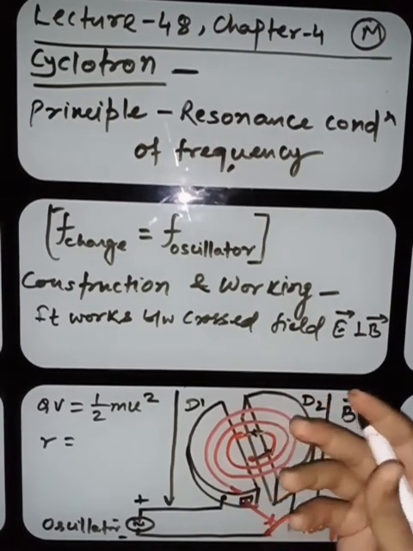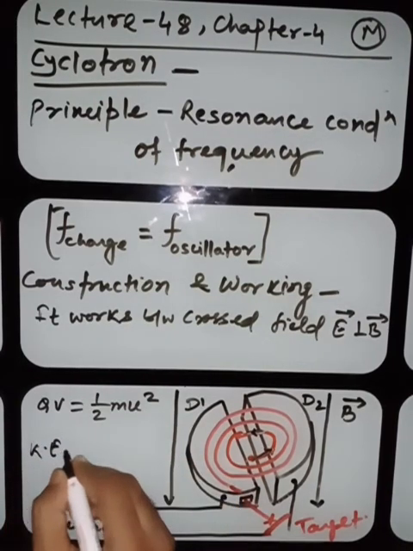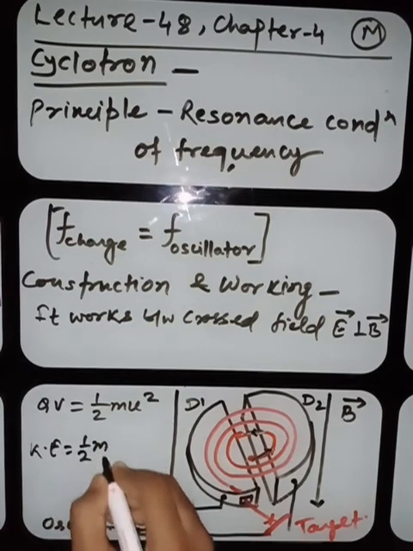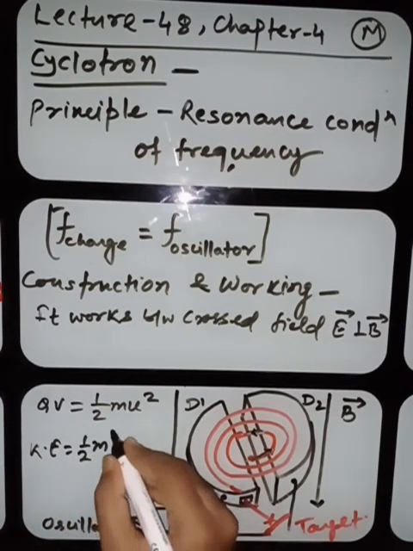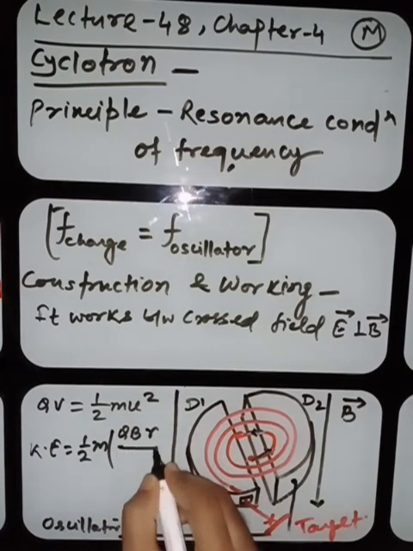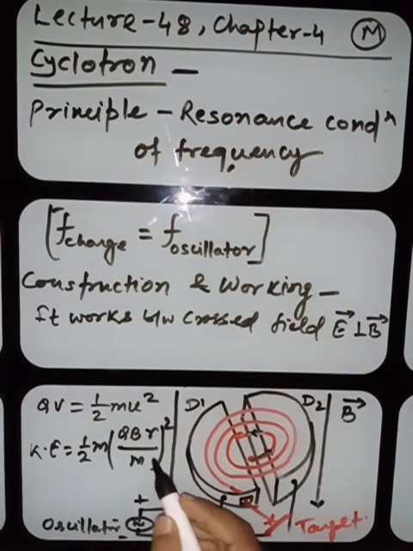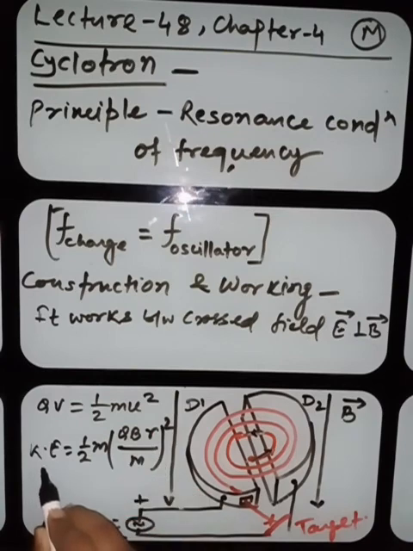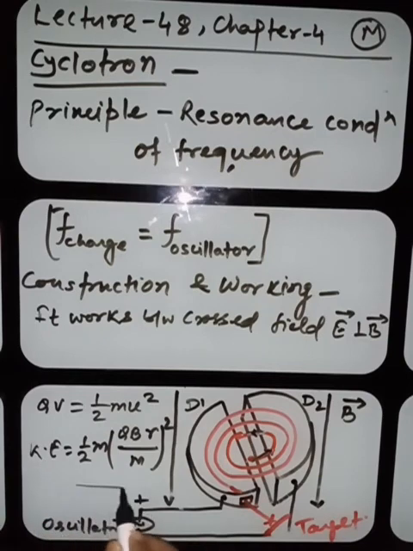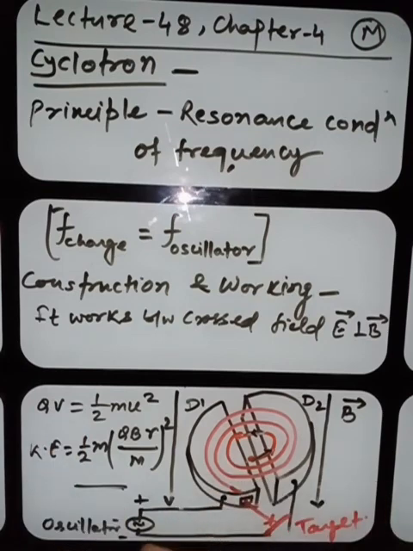And here we can write the kinetic energy as half m v squared. What is v? It is nothing but qBr by m, squared. Alright, so you can see that by increasing the radius, the kinetic energy is going to increase. So you can see after each rotation, the kinetic energy increases. And this is the working of the cyclotron.